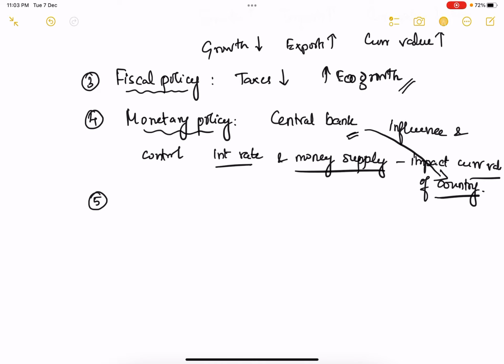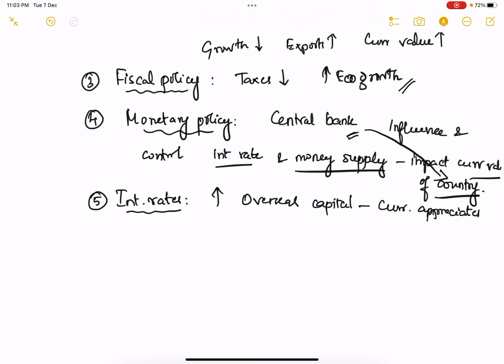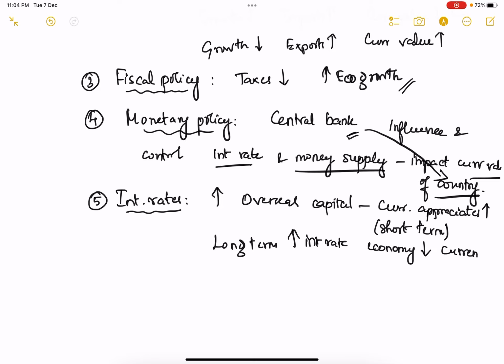Moving on, the next fundamental reason is interest rates. When there is a high interest rate, it will attract overseas capital, and because of this the currency appreciates, meaning its value increases. But this is applicable only in the short term. Whereas in the long term, when the interest rate increases, it will slow the economy, thereby weakening the currency.